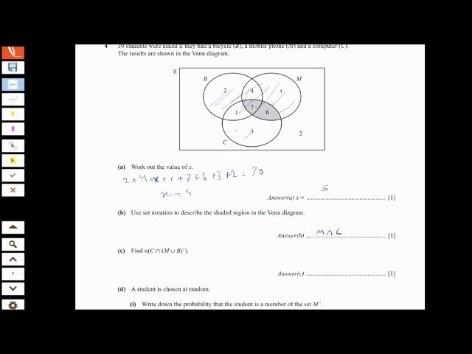Now they want you to know the number. So the number is basically 3. So that's one. That's 3.